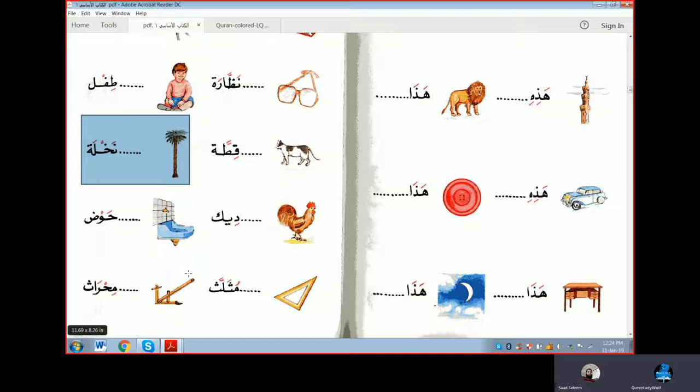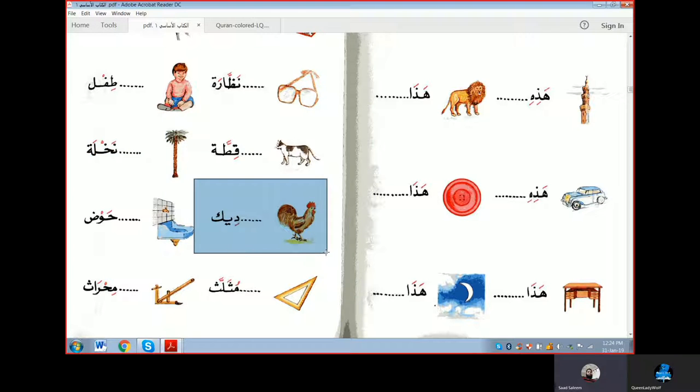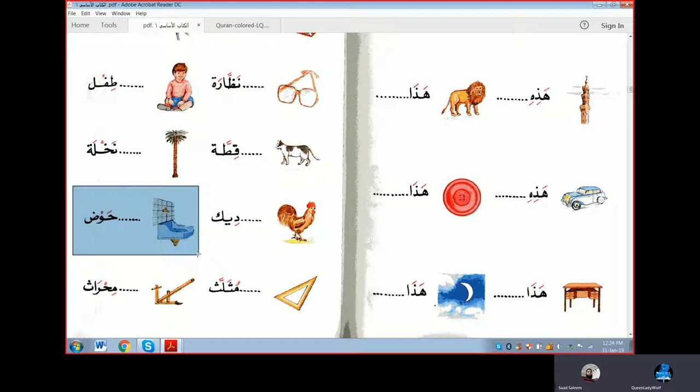Haza naflatun. What will you use, haza or hazihi? Hazihi, because of the round ta. Hazihi naflatun. Good. Okay. Meaning, this is a palm tree. Good. Okay. And haza dikun. This is a rooster. Good. Okay. This is haza hawdun. This is a sink.